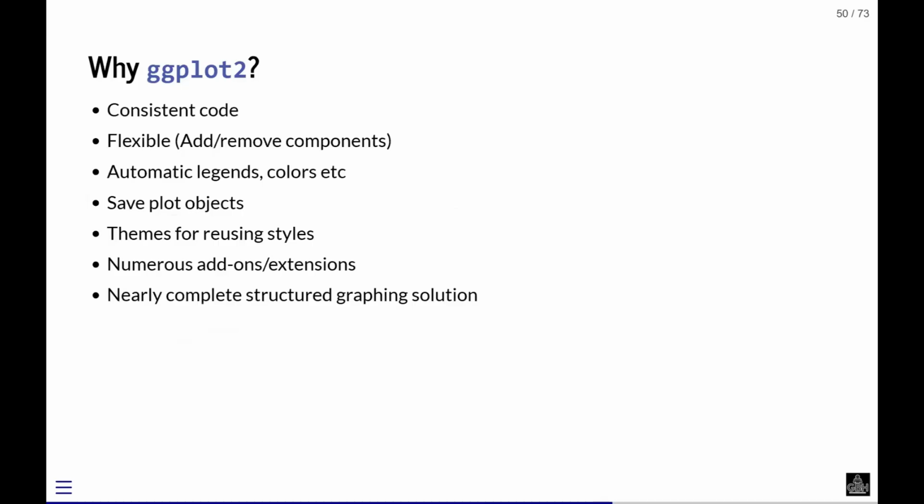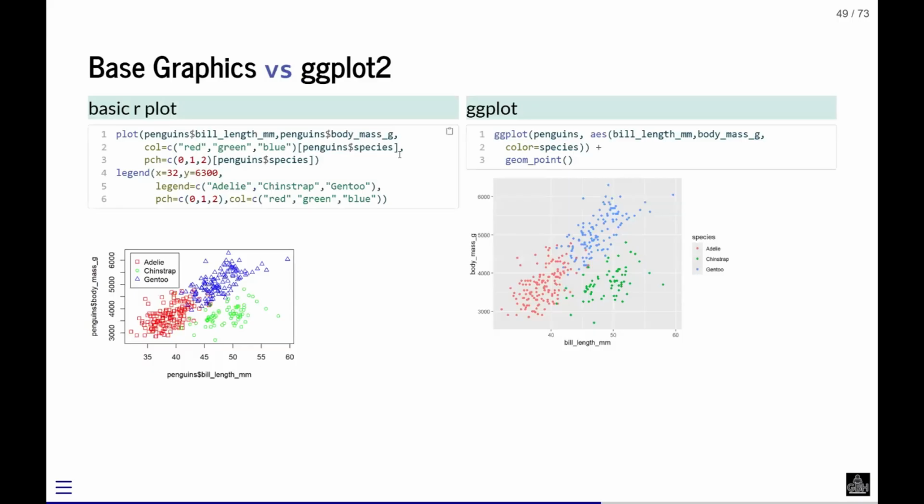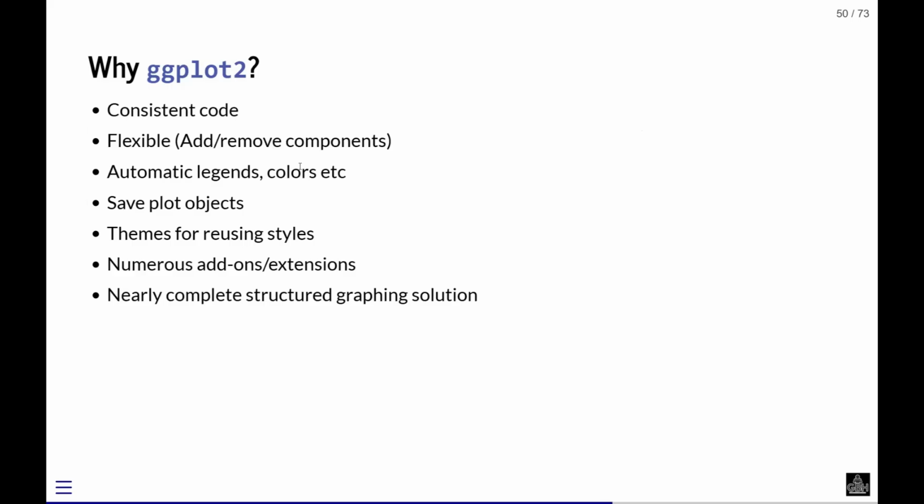So why ggplot? It's consistent code. You saw I can increase the code little by little, and it gets nicer without leaving us behind about what has happened. It's flexible. You can remove some parts of it, but the only thing you remember is you add a new command with a plus at the end of the previous line. In the previous line, we added a column. We will see that in a minute. It creates automatic legends. It lets you save a plot as an object, which you cannot do with base plot. It has numerous extensions. It is a complete graphic solution right now.